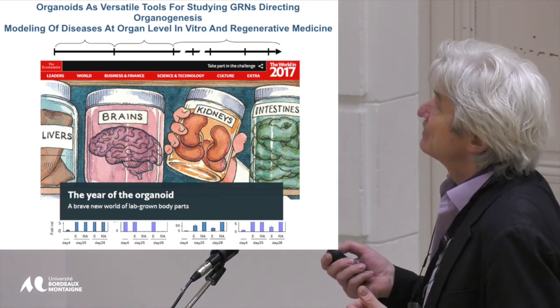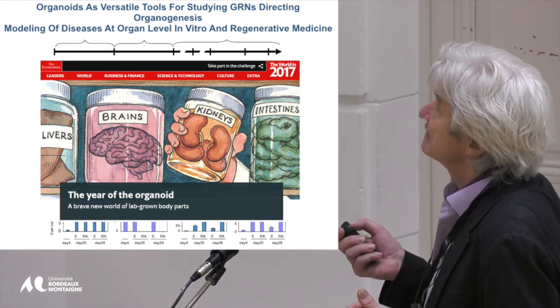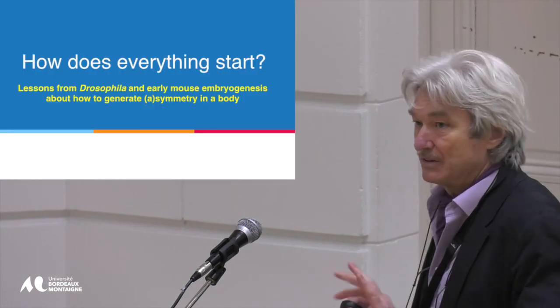We use them to study the gene regulatory networks, but you can also introduce, in particular by genome engineering using CRISPR-Cas now, you can generate diseases. This is interesting for neurodegenerative diseases, for example. But you can also think of regenerative medicine in order to replace certain defective parts of organs. Now, this was the first part.